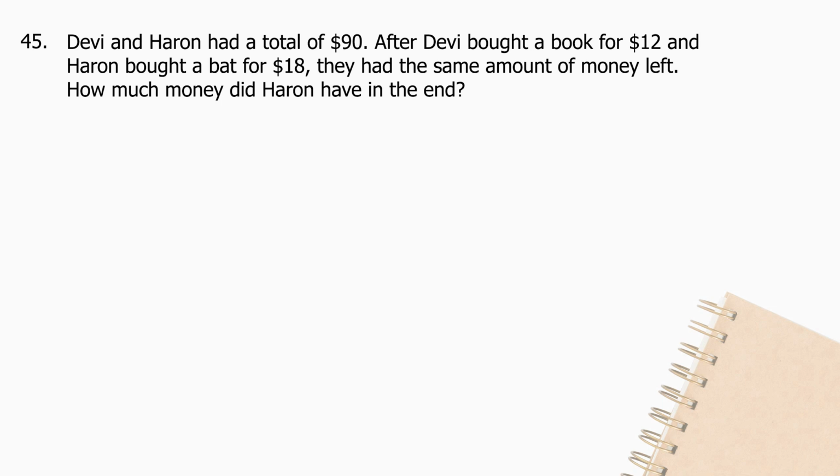Question 45. Devi and Haran had a total of $90. After Devi bought a book for $12, and Haran bought a bat for $18, they had the same amount of money left. How much money did Haran have in the end?